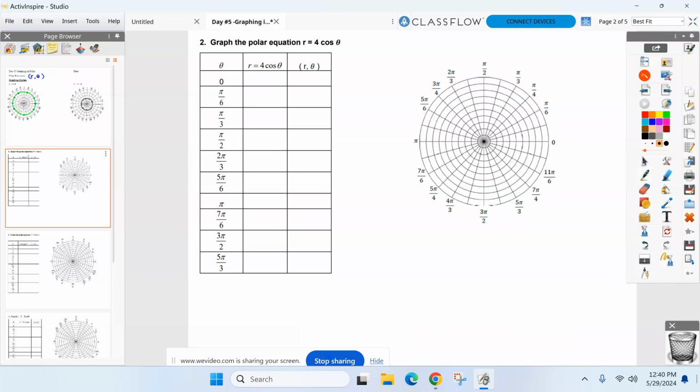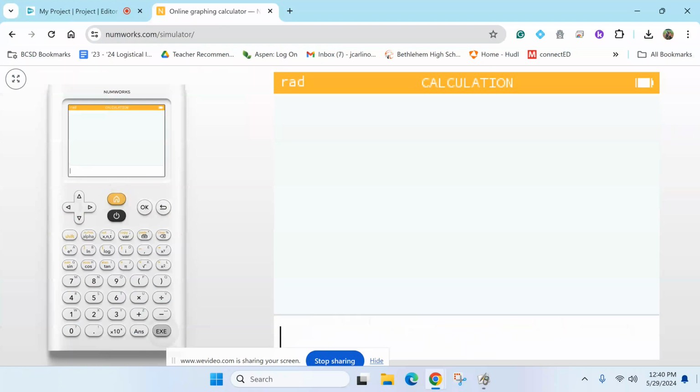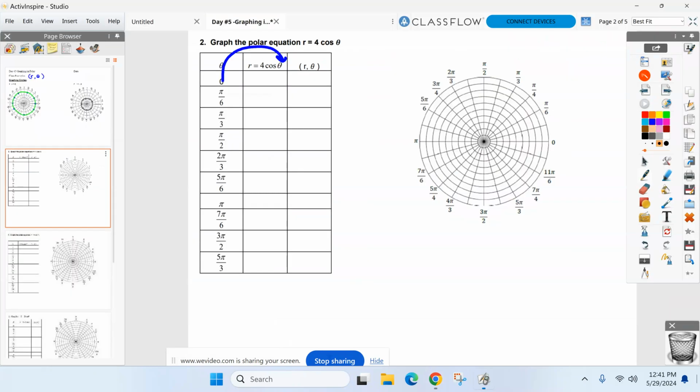So I'm giving you the angle measure, and you're going to find the r value by typing it in your calculator. So what's the r value at theta equals 0? All you're doing is substituting in 0 for theta. Go to your calculation screen: 4 cosine 0. There's your r value: 4. Put the two together. I know it's a little backwards on your table, but the r value always comes first. So 4, 0.